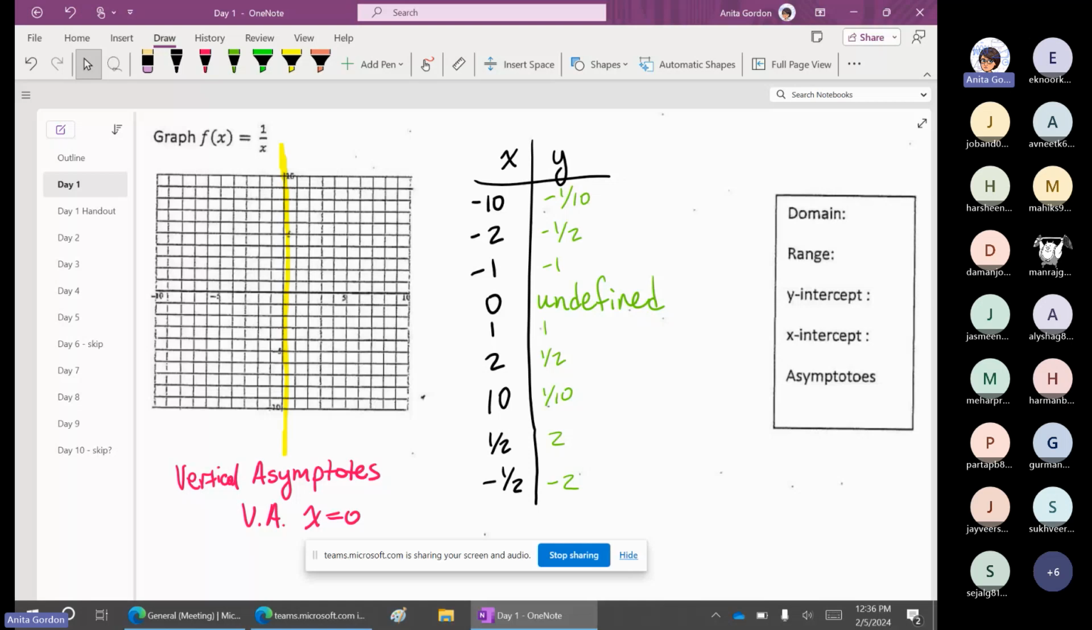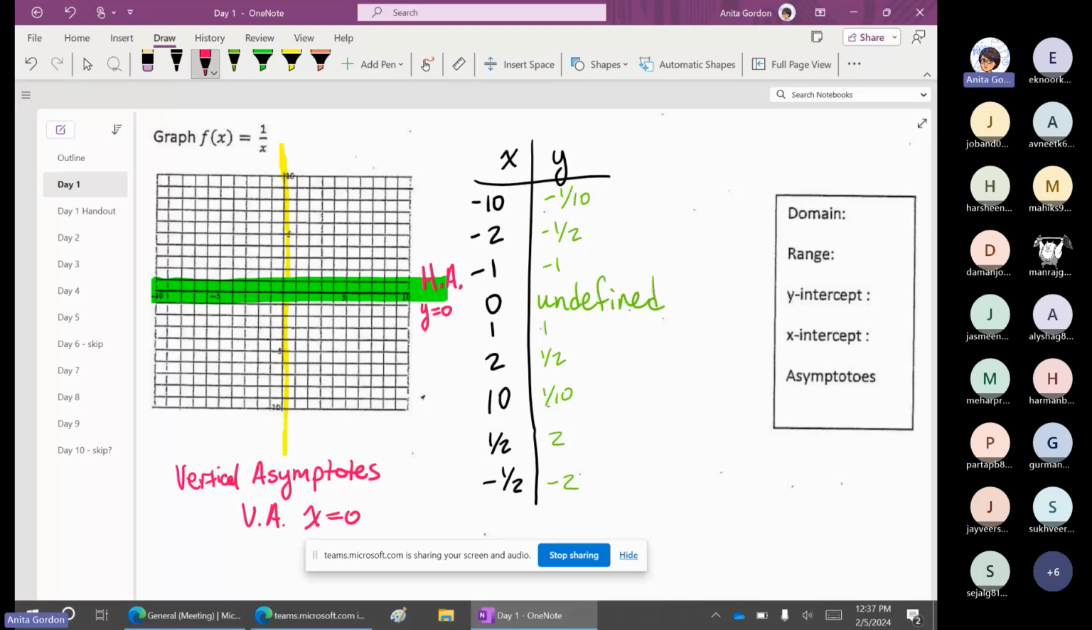So if y can't be 0, that means I have another asymptote, the x-axis. Well, that was a really fat highlighter. That's okay. I have a horizontal asymptote. I'm going to call it an HA because now you know what the A stands for. Horizontal asymptote where y is 0. I cannot touch that line.